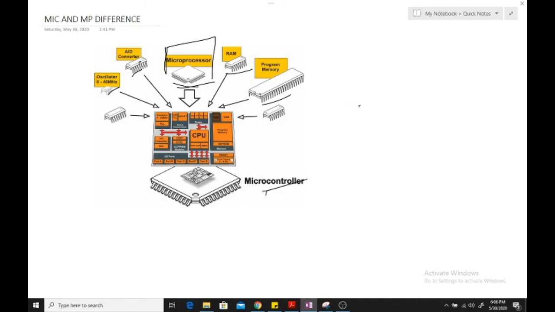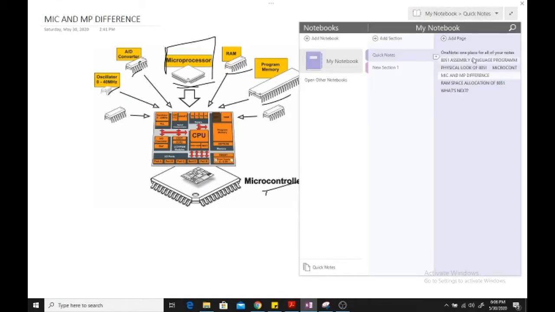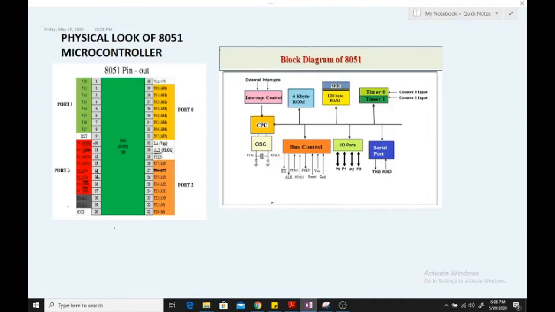It can be used for general purpose as it can process a lot of data. So that's another use of a microprocessor. That's a simple difference between a microprocessor and a microcontroller. So that was all, and let's move on to the physical outlook of the 8051 microcontroller.